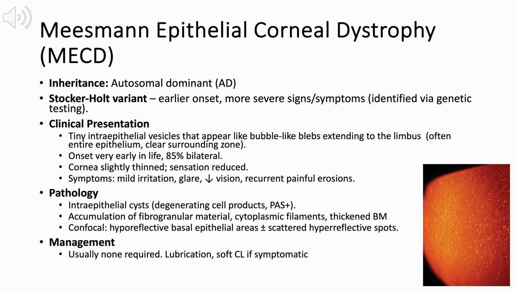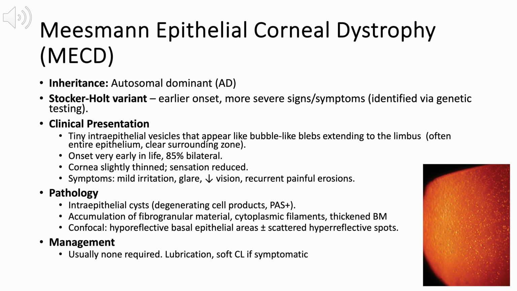Onset occurs very early in life, and about 85% of cases are bilateral. The cornea may appear slightly thinned, and corneal sensation can be reduced. Patients may report mild irritation, glare, decreased vision, and in some cases recurrent painful erosions. Pathologically, MECD shows intraepithelial cysts containing degenerating cellular products that stain positive with PAS. There may be accumulation of fibrogranular material, cytoplasmic filaments, and thickening of the basement membrane.